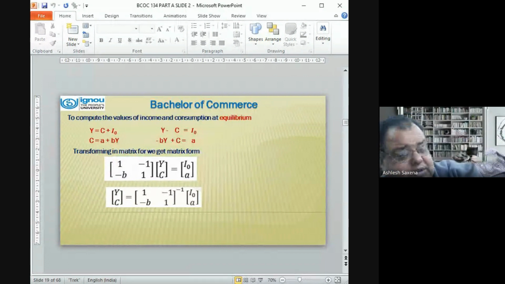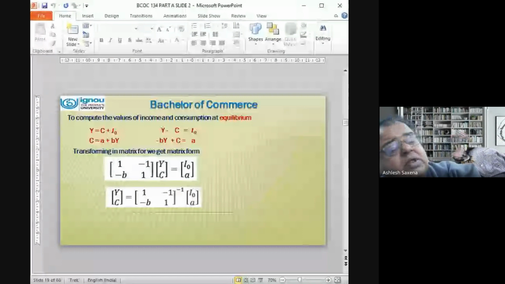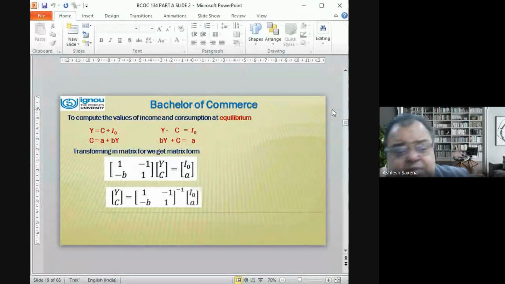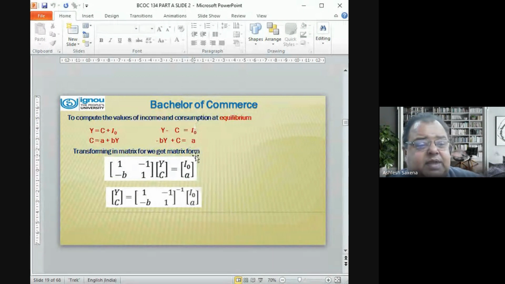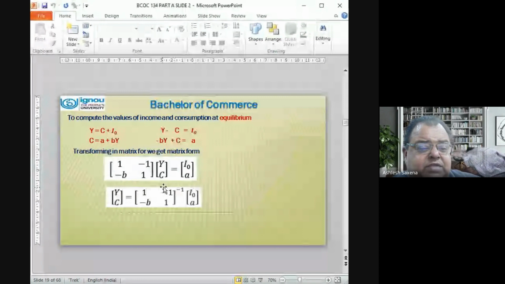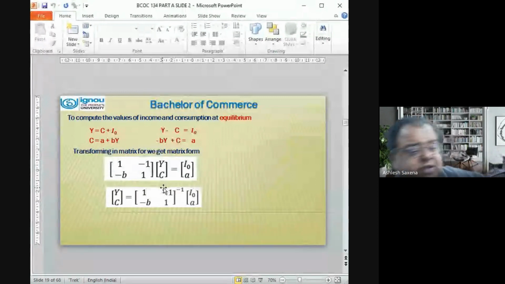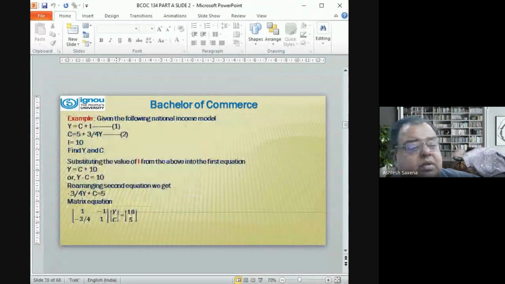This is basically the method how these problems are solved. On the right side, this matrix is I naught, A. We want this value of Y and C. That means we have to bring this over here. As soon as it is brought over here, we have to calculate the inverse of this matrix. And you know how the matrix is calculated. When we multiply these two matrices, that means the inverse with these numbers, we will get the value of Y and C. Now here you will see how we get the value of Y and C.